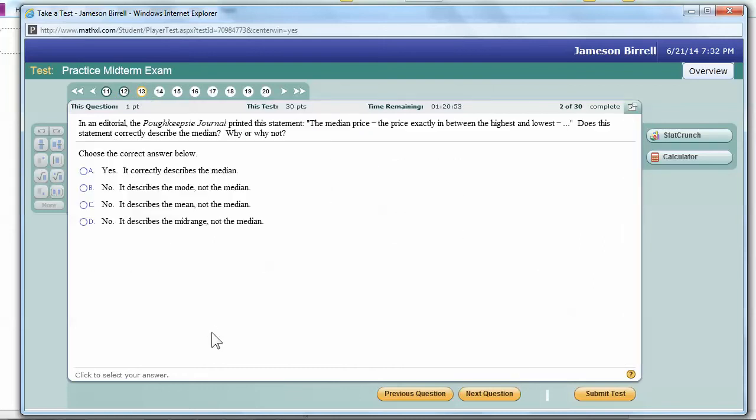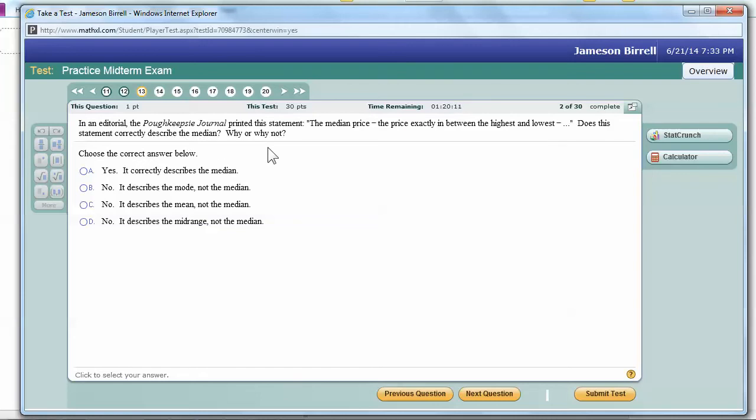Now the time's getting a little bit longer, and I've only completed 3 of these. Let me see if I can just go for a few more, and maybe not even get through 5 this time. Number 13 says that there's some report in a journal. The median price is stated as the price exactly between the highest and the lowest. Does this statement correctly describe the median? Why or why not?